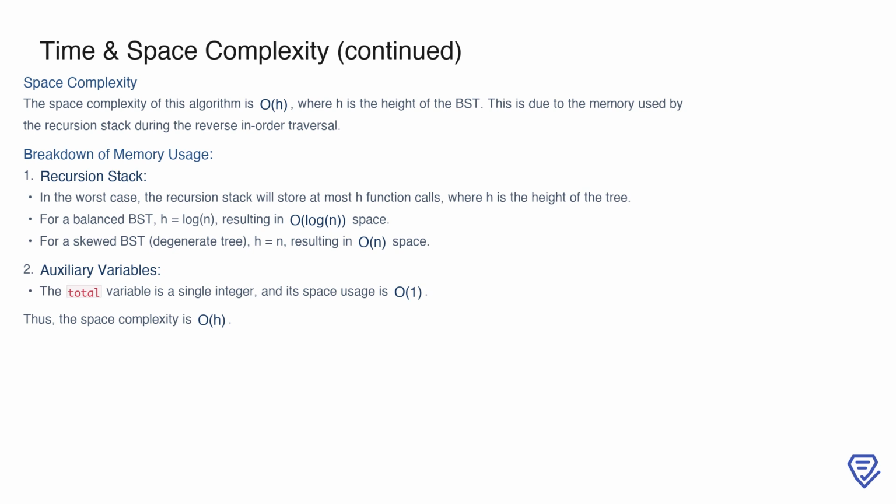For a balanced binary search tree, the height h is log n, which means the space complexity in this scenario is O(log n). However, in the case of a skewed tree, where all nodes are aligned in a single path, the height h is equal to n, resulting in O(n) space complexity. It's also worth noting that the only additional memory used is for the total variable, which requires constant space O(1). Therefore, the overall space complexity is determined by the height of the tree, making it O(h).